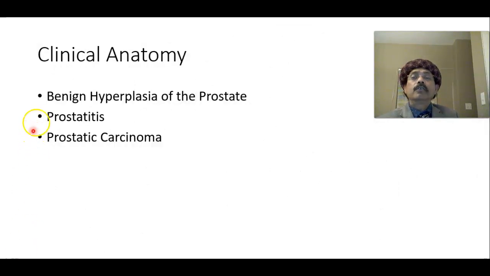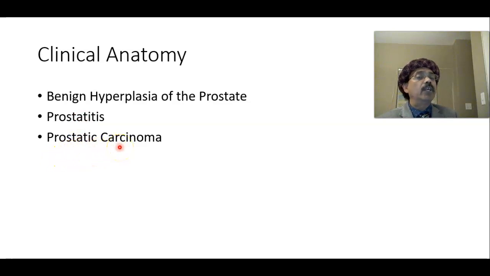Okay, benign hyperplasia of the prostate usually occurs in patients above the age of 55. The patient has polyuria and dribbling of urine. Sometimes there may be retention of urine because the periurethral glands and muscles are hypertrophied, which may block the prostatic urethra. Prostatitis is a condition we call inflammation of the prostate, which may be due to gonorrheal infection.